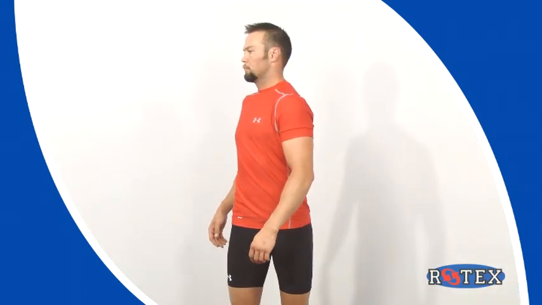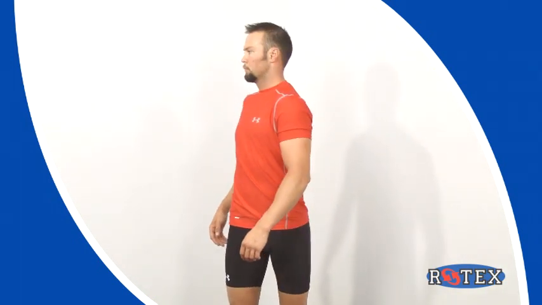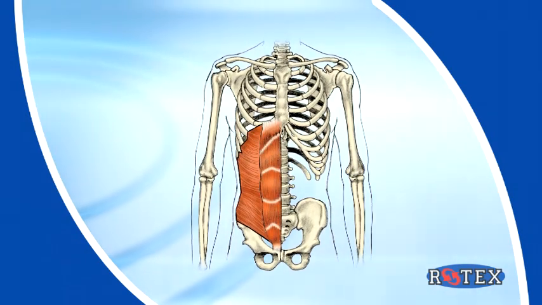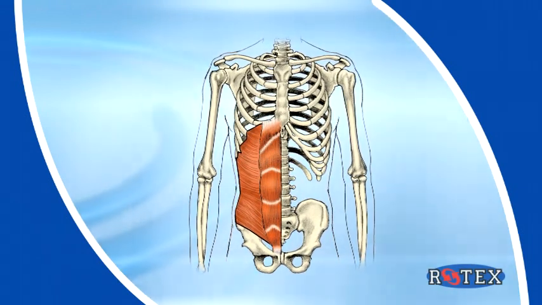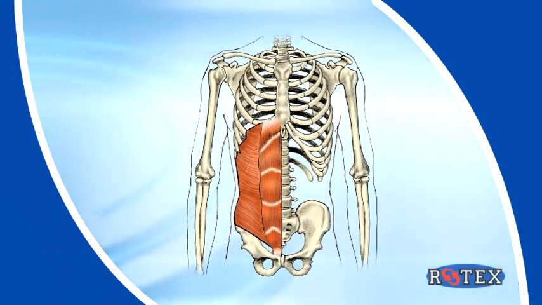And the fourth one, newly discovered, the oblique muscles that rotate the trunk to the opposite side. The proper name of it is the external oblique. For example, the right external oblique is the muscle most responsible for turning the body to the left.